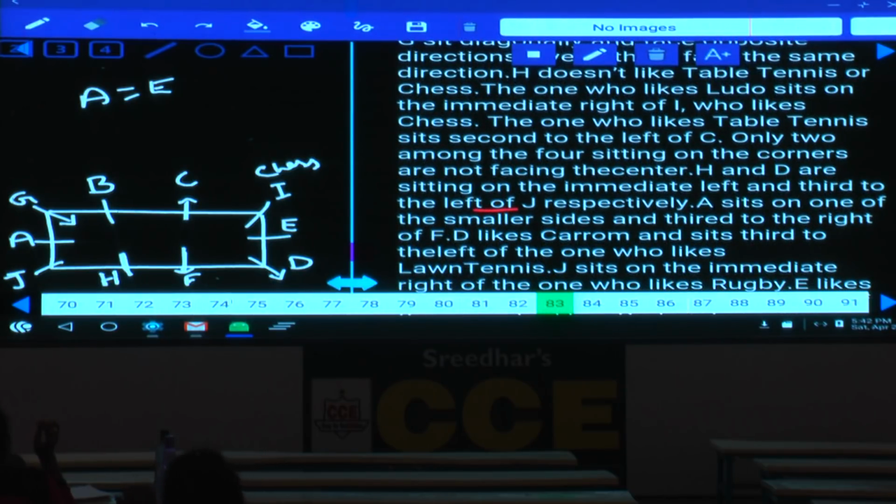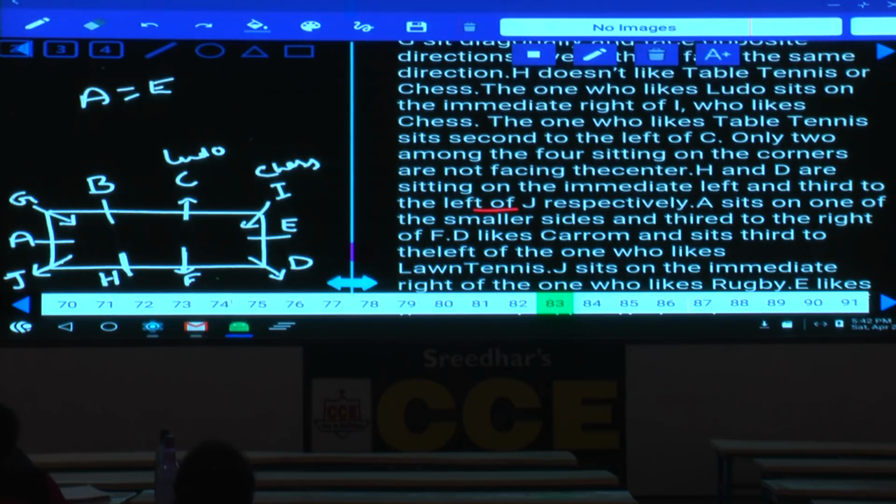Now H and D. Now H is to the immediate left hand side of J, isn't it? As H is to the immediate left hand side of J, J must be away from the center. If J is away from the center, now as of now 2 persons are away, isn't it? Among the 4 persons who are at the corners, 2 are towards the center and 2 are away. Hence this I must be towards the center. If I is towards the center, then the person who likes Ludo is to the immediate right hand side of the person I.